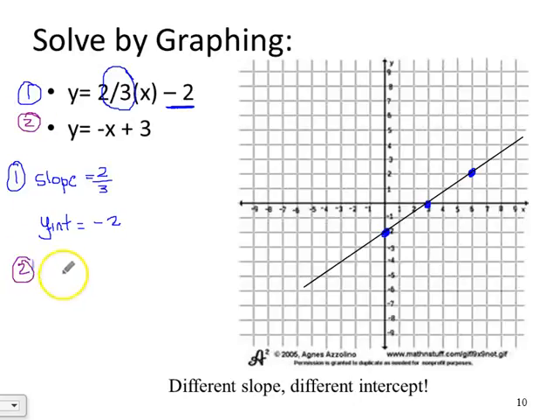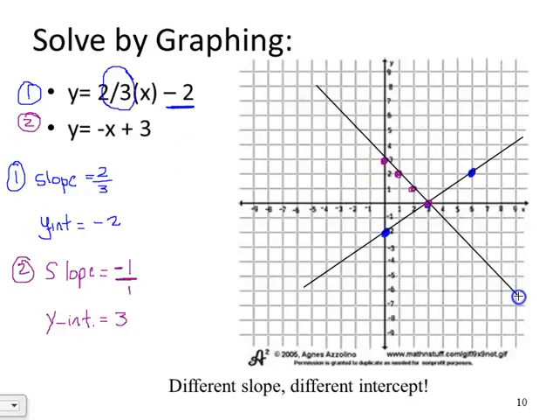In this one, our slope is, there's just a negative, which means -1. So our slope is going to be equal to -1. And remember, we always want to write it as a fraction, so I'm going to put it over 1. That's the same thing. The y-intercept is equal to 3. So I start by plotting my y-intercept at 3, and then I apply my slope. Down 1 to the right 1, down 1 to the right 1, down 1 to the right 1. And then I'm going to connect my line.